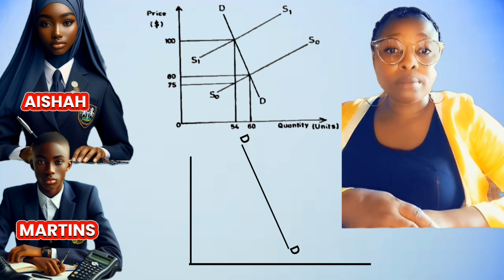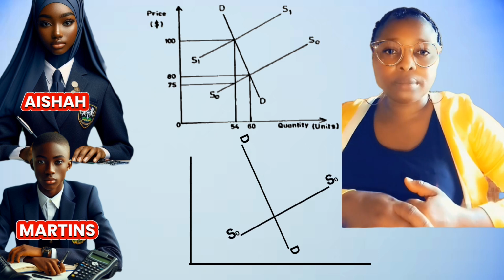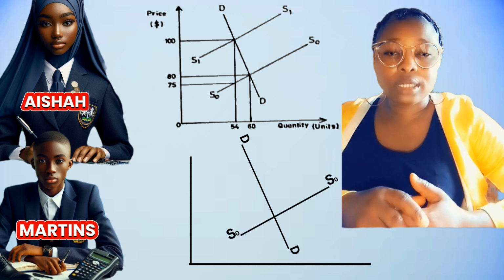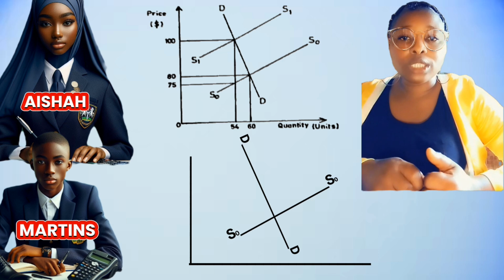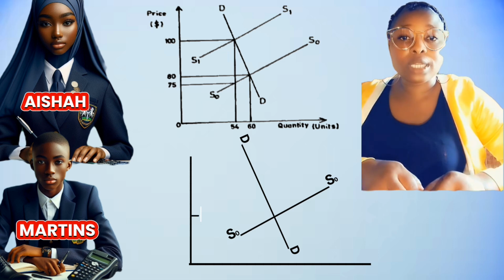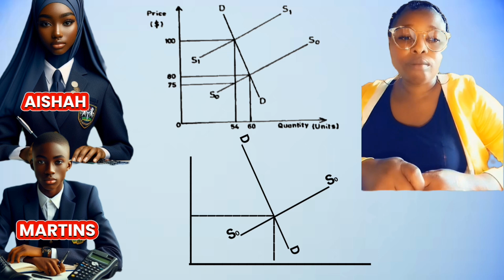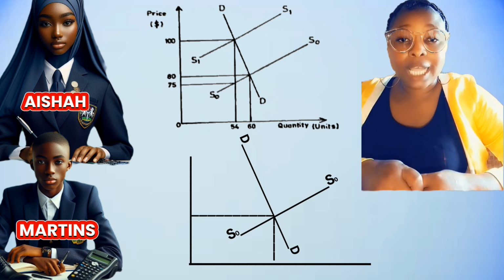The first step you are going to take is to get the equilibrium price and equilibrium quantity. You know how to do that, right? We know how to do it. Draw the demand curve and the supply curve. Where they intersect, that's the equilibrium point. Get your equilibrium price and also your equilibrium quantity. That's the first step.